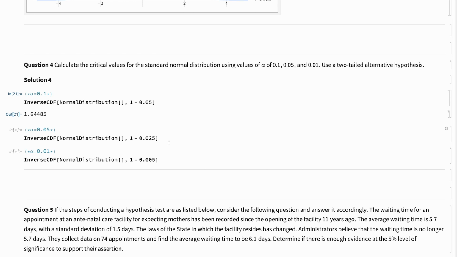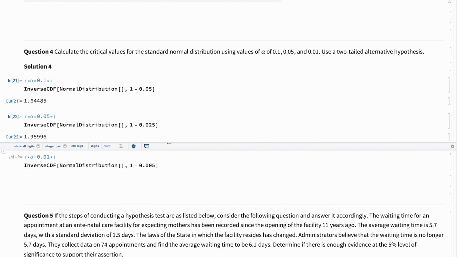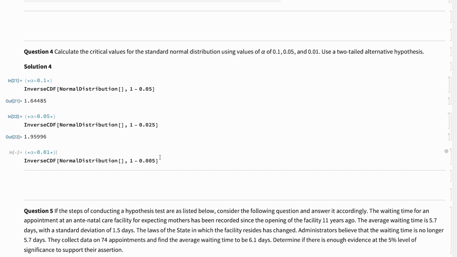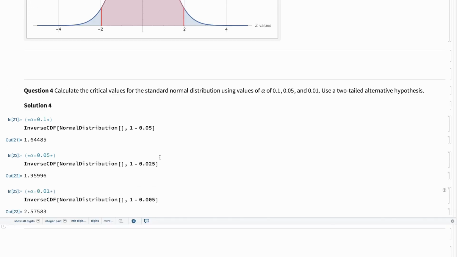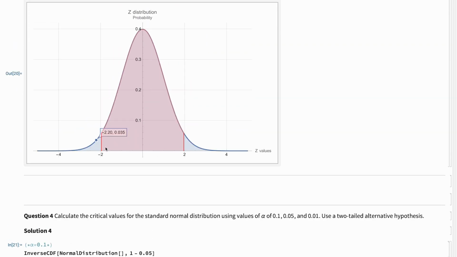For an alpha value of 0.1, I get a critical value of 1.64. For 95%, or an alpha value of 0.05, I get 1.96. And then for an alpha value of 0.01, I get 2.58. Those are my critical values. Remember, these are these red lines, the borders that start these zones of rejection.